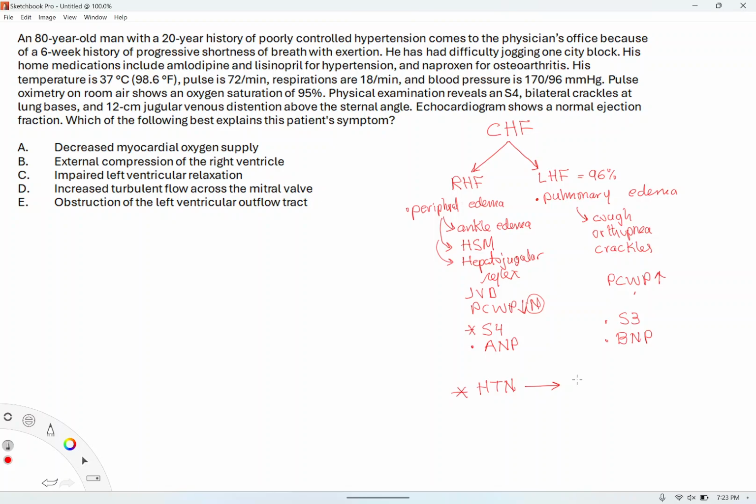But in this case, let's talk about this person. In this person, what is his blood pressure? Where is it? Right here. Look at the diastolic pressure. Diastolic pressure is 96 millimeters of mercury.